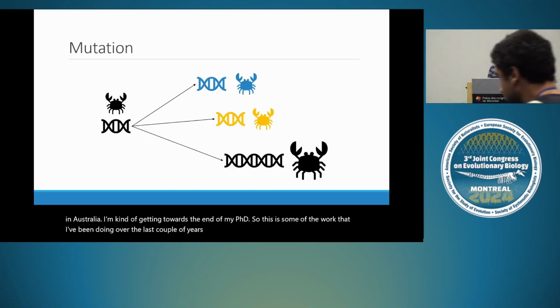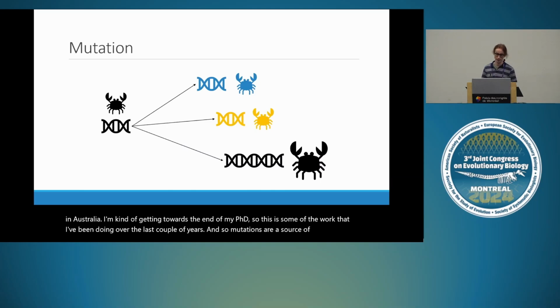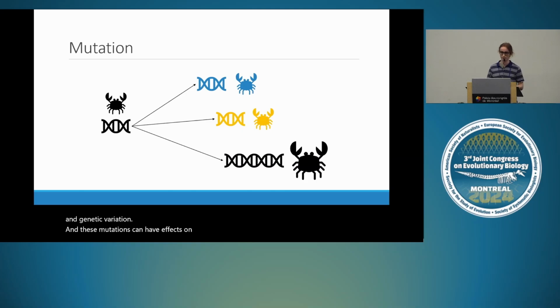And so mutations are a source of new alleles and genetic variation, and these mutations can have effects on both phenotypes and fitness. And so it's important for us to understand the distribution of these effects and some of the factors that might influence that distribution for our understanding of evolution, both of traits and of fitness.